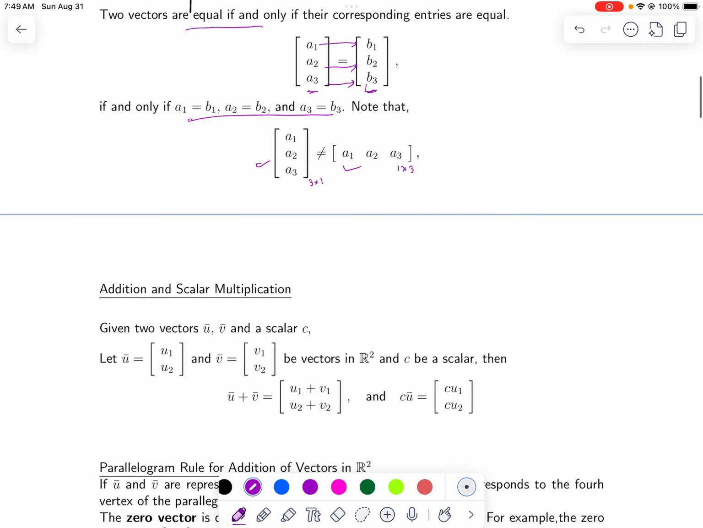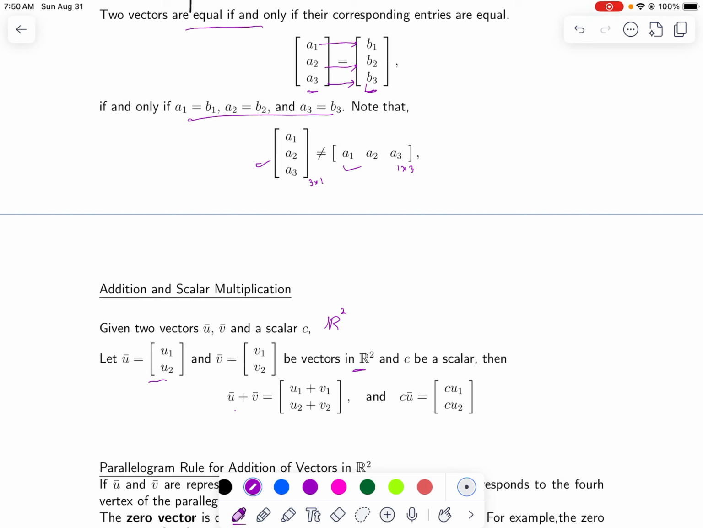The next thing is addition and scalar multiplication. So given two vectors u, v and a scalar c. Now we are going to look in R2 because it's easier to visualize what is happening there. But these operations, addition and scalar multiplication, can be extended to Rn. So we have two vectors, u and v, with coordinates u1, u2 and v1, v2. These are two vectors in R2, and c is a scalar.